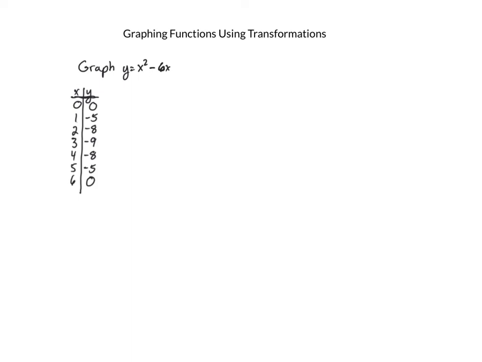So we're going to graph y equals x squared minus 6x. I've already plotted some points or came up with some ordered pairs that are solutions. You can confirm that those are correct. So if I were to graph this, it would look like this. I'm going to put in 0, 0, and 6, 0, 1, negative 5, and 5, negative 5, 4, negative 8, and 2, negative 8, and 3, negative 9.